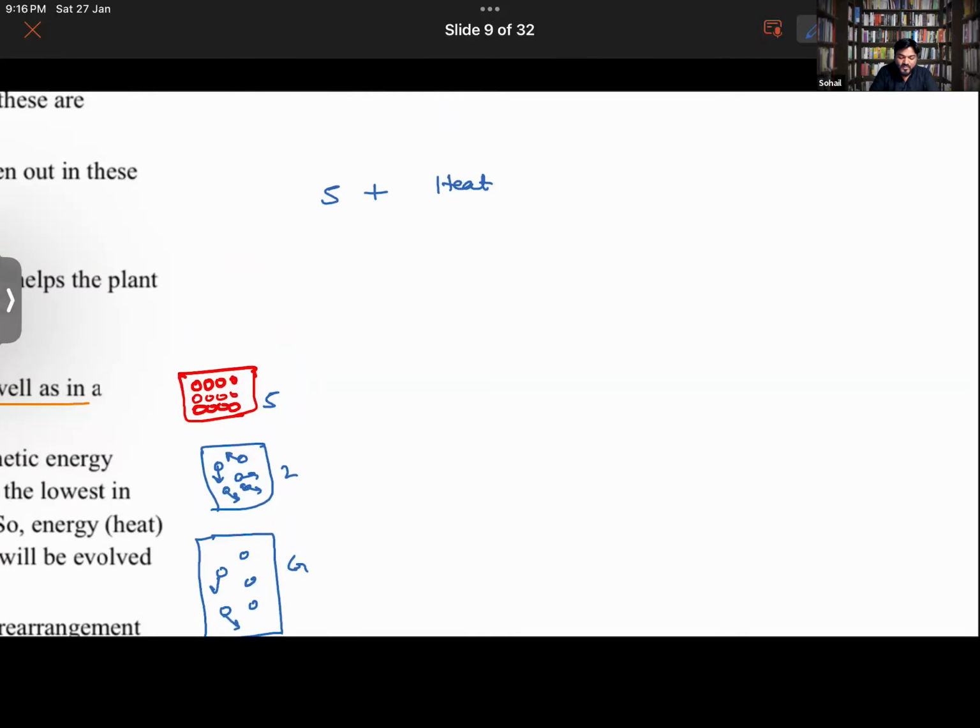So what happens? This is right now solid, let's say this is ice. Once you heat it, it starts to melt. Why is it so? Because now the particles of the solid have gained some energy, and they will start to move here and there. And once they start to move, they will start to expand also. Hence, ice changes into water. So it's basically the ice which gains some energy, right?